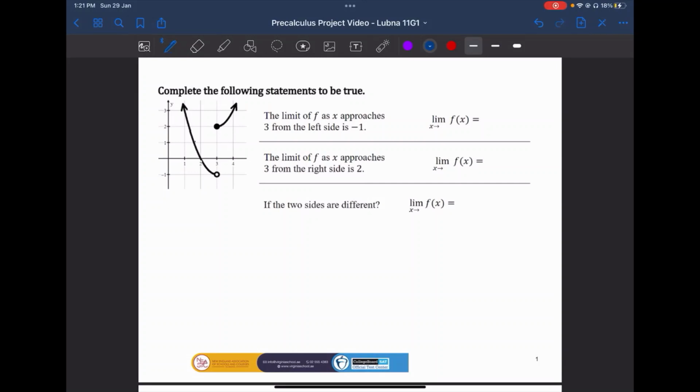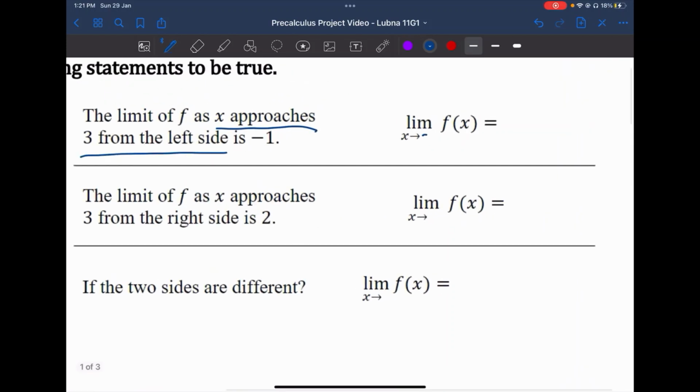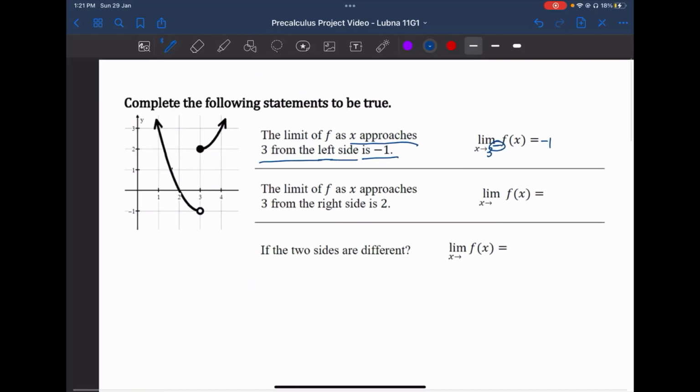Complete the following statements to be true. The limit of f as x approaches 3 from the left side is -1. As x approaches 3 from the left side, meaning that over here we write 3 and on top of it we write a minus sign. From the left side means negative sign. Is -1. So over here we write is equal to -1.